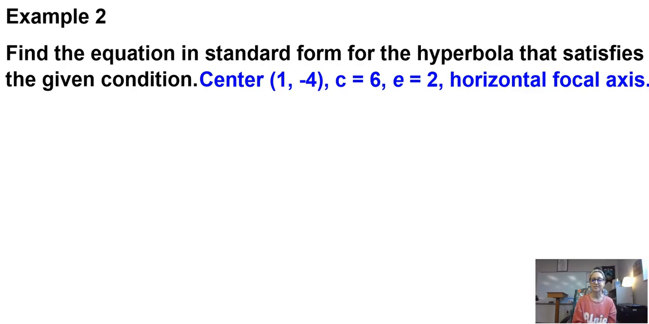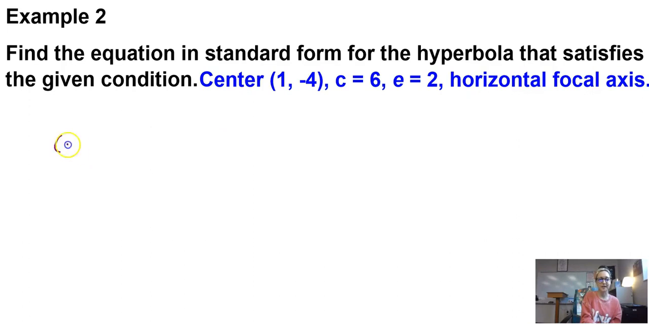Okay, we are back. So our center is at (1, -4), so there's our (h, k), that's good news. c is 6, our eccentricity e is 2, and we have a horizontal focal axis, okay? And focal axis, again, is synonymous to transverse axis. So, x is first or y is first? x is first, horizontal focal axis, okay?